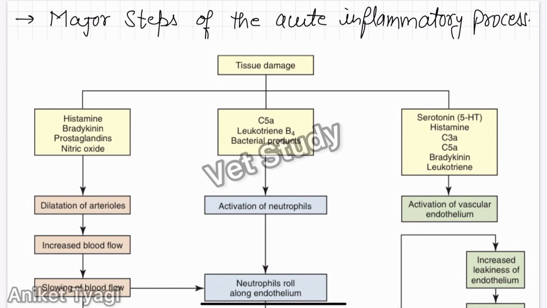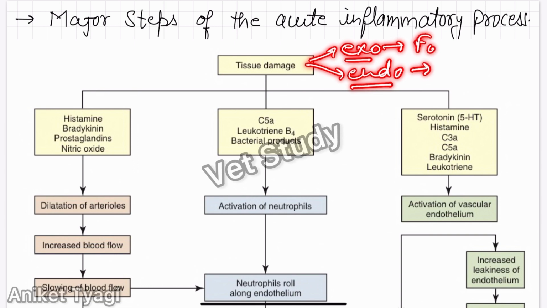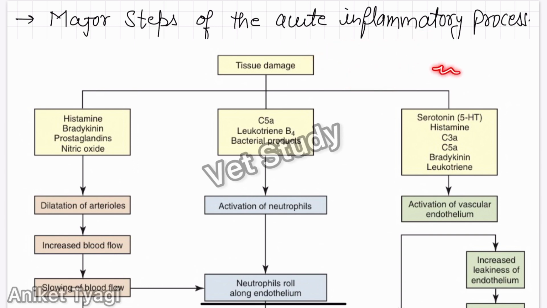In the acute inflammatory process there should be tissue damage, and this tissue damage mainly occurs due to either exogenous or endogenous substances. What are exogenous or endogenous substances? Exogenous substances are those which come from outside, foreign to the body, right? And endogenous substances are present inside the body. So either exogenous or endogenous substances, they will produce what? They will produce tissue damage.